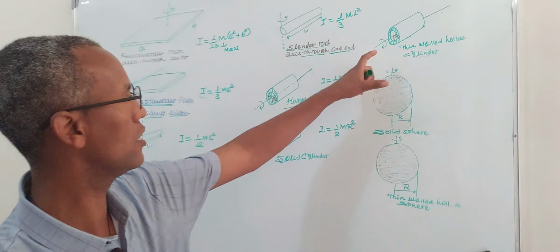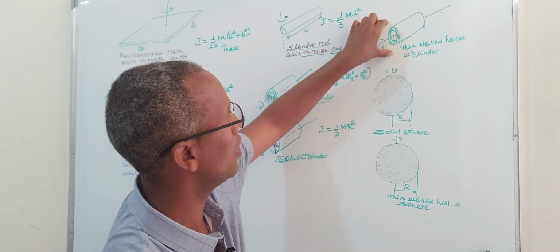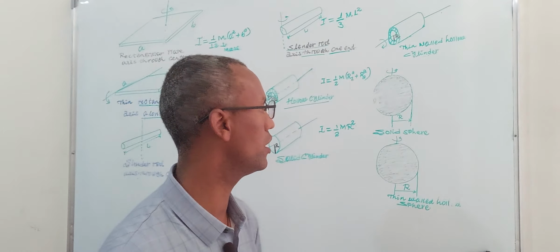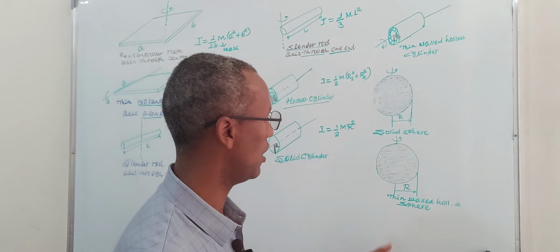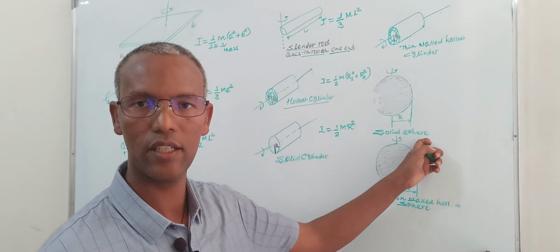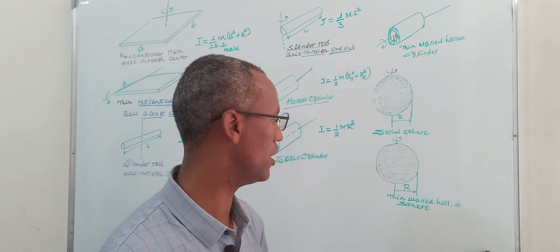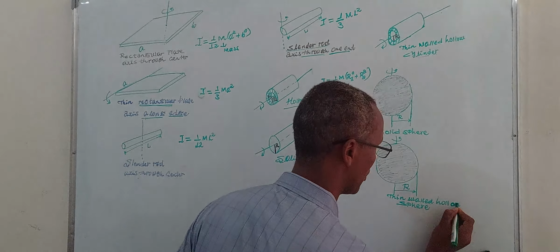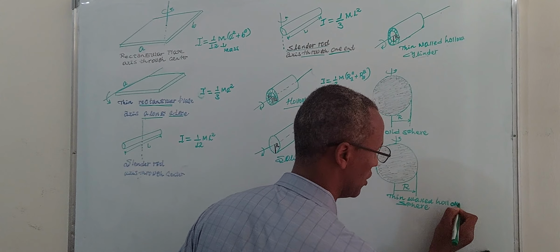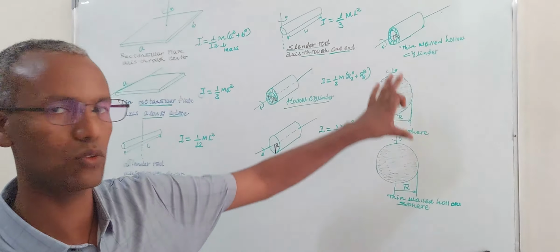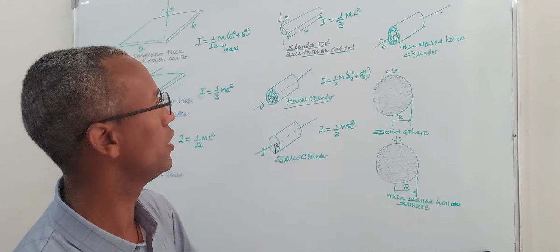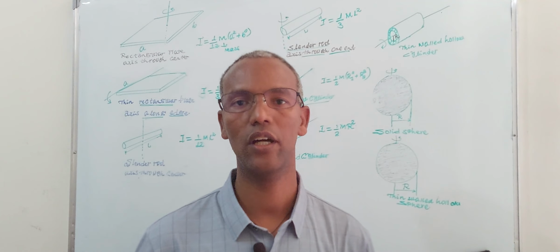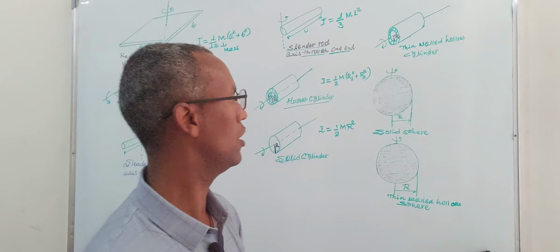The other objects are this thin hollow cylinder, the solid cylinder, the solid sphere, and the thin hollow. This one is a hollow sphere. This is a hollow sphere. Let us see how to find the moment of inertia, or rotational inertia, for each object.